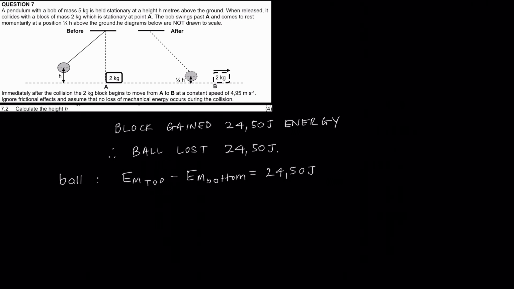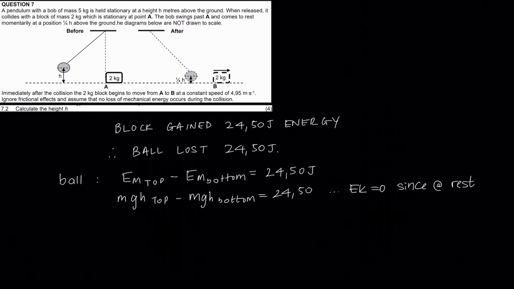We can then expand on this. We can say that mgh at the top minus mgh at the bottom is 24.5. I'm leaving out kinetic energy because remember, at the top and at the bottom, the question states that the ball comes to a rest. So there's no kinetic energy. We can then substitute 5 times 9.8 times h minus 5 times 9.8 times a quarter h equals 24.5. We can then solve for h. H is 0.67 meters.